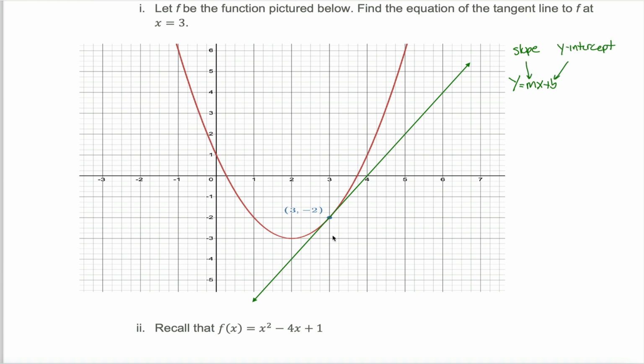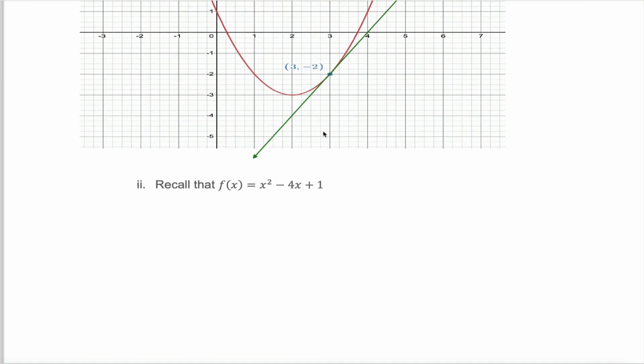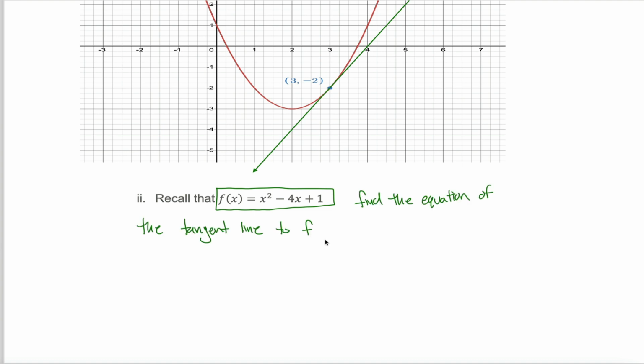Well, because I drew it so pretty for you, you might be able to just look at it and tell what the slope is and be able to extrapolate to figure out what the y-intercept is. But what I want to do is all of that completely algebraically. Suppose you didn't have this graph, you were just told that the function is x squared minus 4x plus 1, and what you were supposed to do is find the equation of the tangent line to this function at the point where x equals 3.